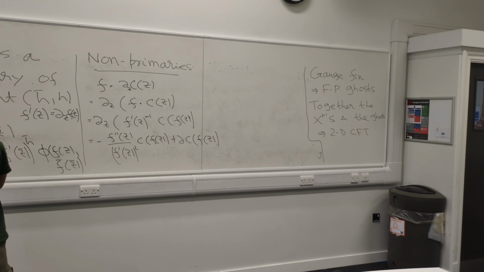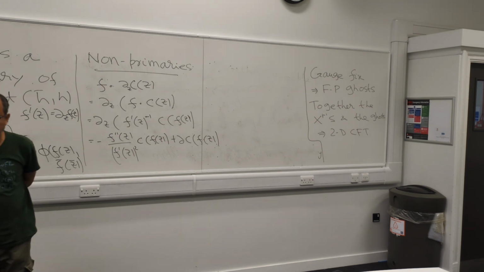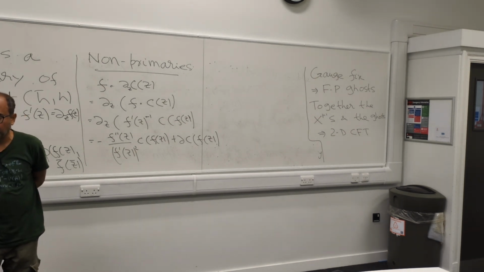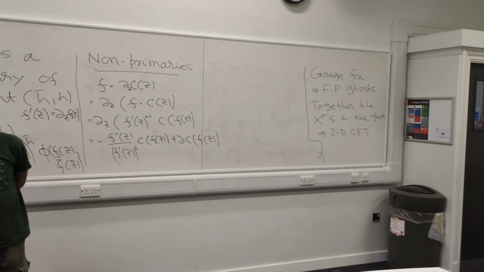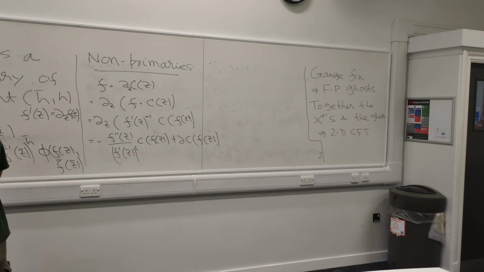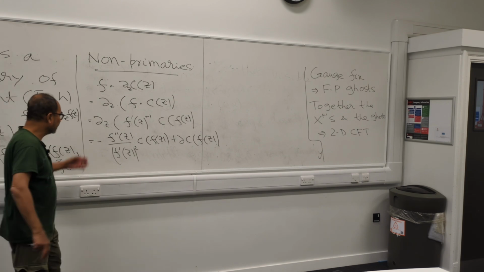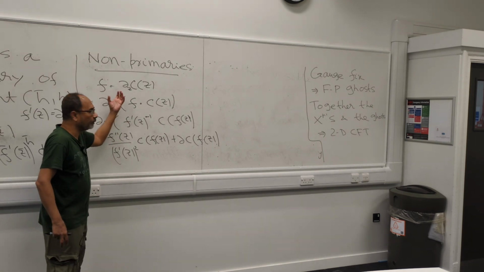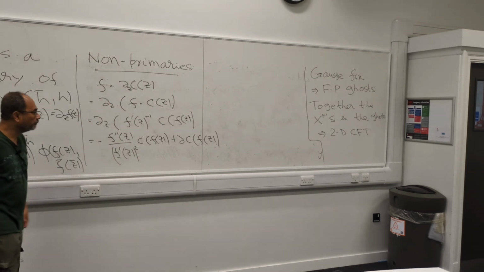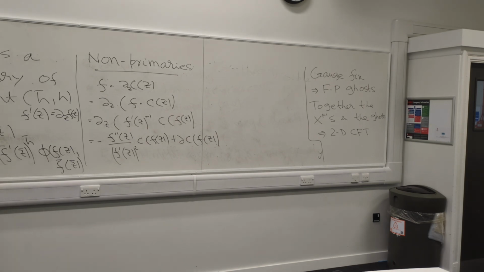For e to the i k dot x, you can show it is a primary by looking at the OPE with T or T bar, and then again you can start from there and take the derivatives. Any other question? This transformation will be useful. This notation will be useful. And I'll now introduce some special transformations which will also be useful.